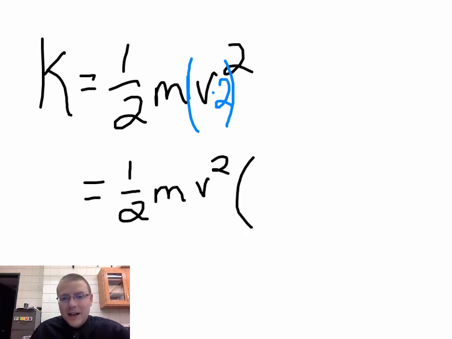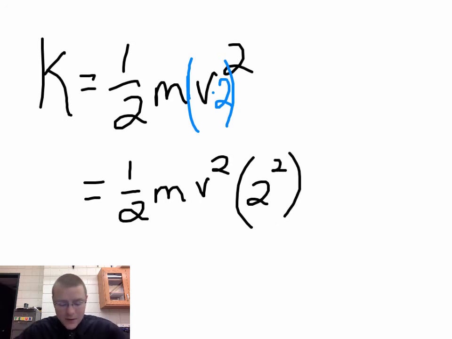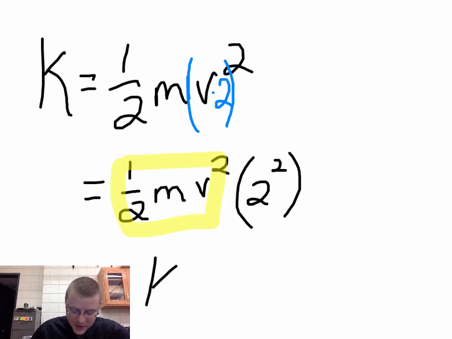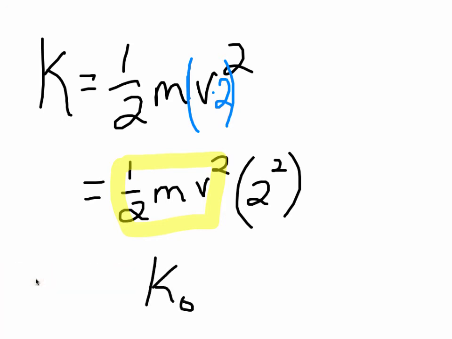What you leave behind is that 2 inside that bracket, but that 2, remember, is squared as well. If you look here, I've got 1/2 mv squared, and I'm going to multiply that quantity by 2 squared. So 1/2 mv squared is my original kinetic energy. My new kinetic energy, with the speed being doubled, must be 4 times greater. And that's all you have to do when you play with ratios.